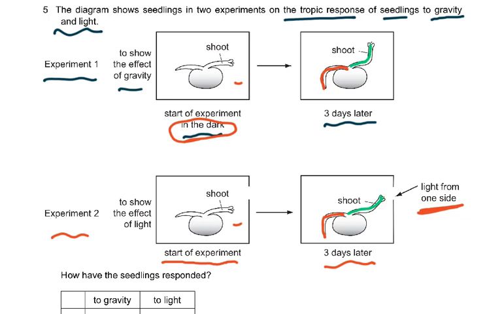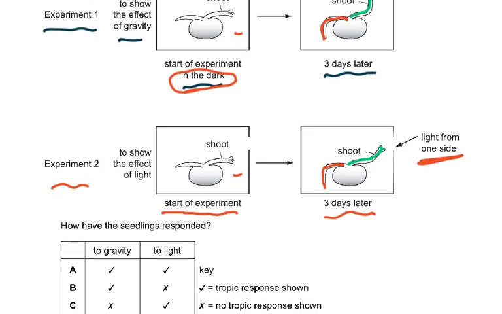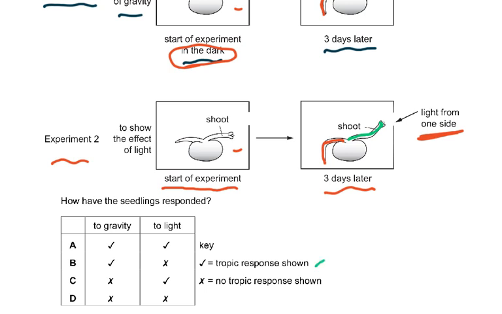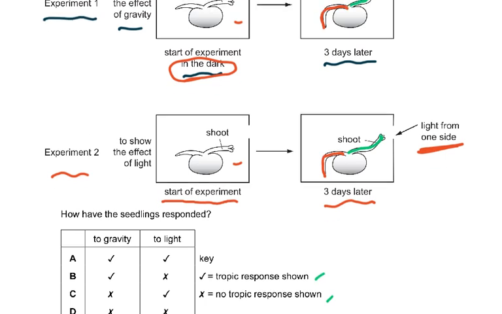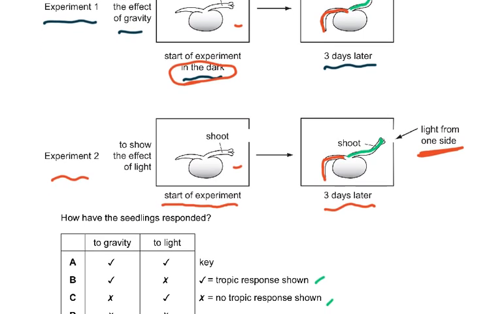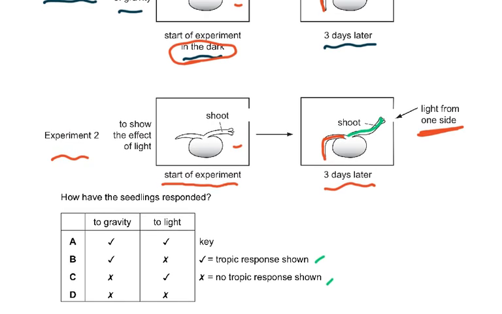Now they're going to ask you a little tough question on this. How have the seedlings responded? The tick is for tropic response shown and no tropic response shown. Now they want you to comment on gravity and light. If you look at gravity, in the first experiment the shoot has grown upwards and the root has grown downwards. And in the light, the root has grown downwards and the shoot has grown towards light. So they have asked you what are the possible answers.